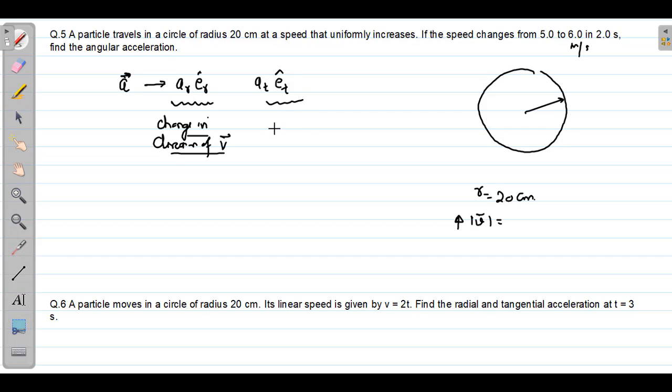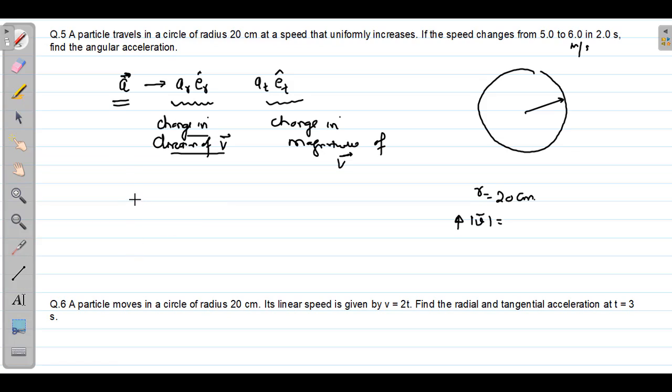And due to the change in magnitude of velocity, there is an acceleration along the tangent that is called a_T. That means for a non-uniform circular motion, there are two accelerations. One is along the tangent and another is along the radius.